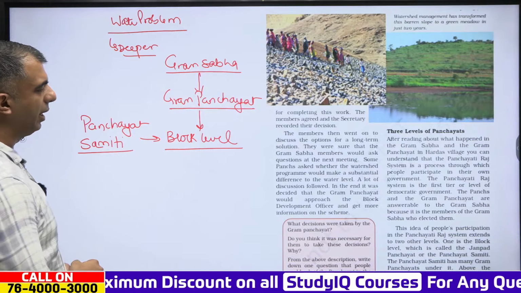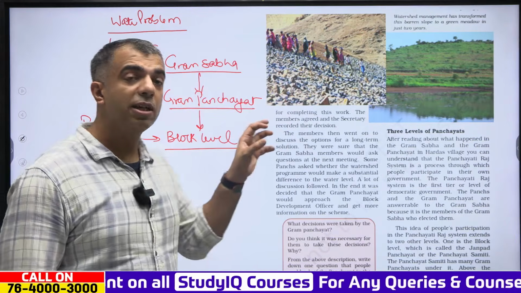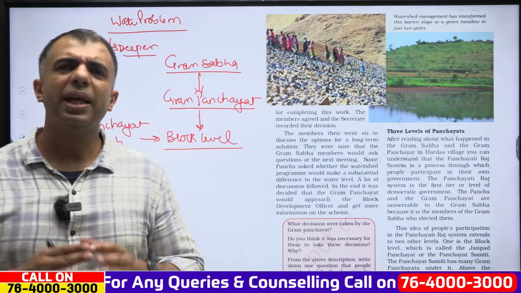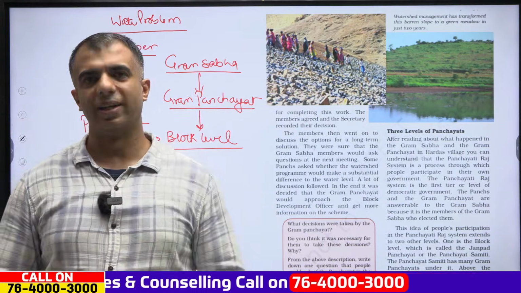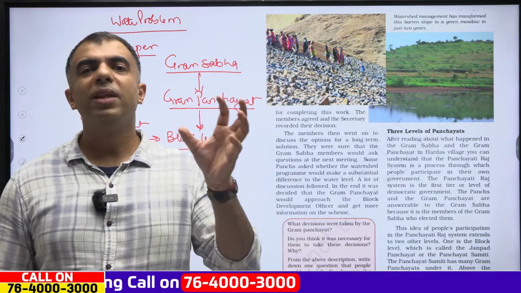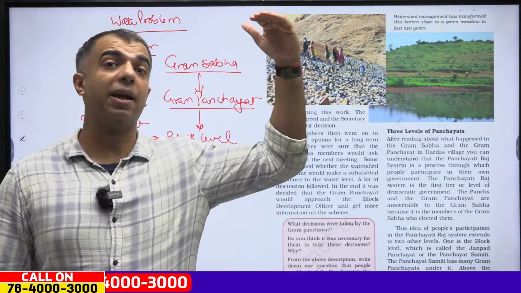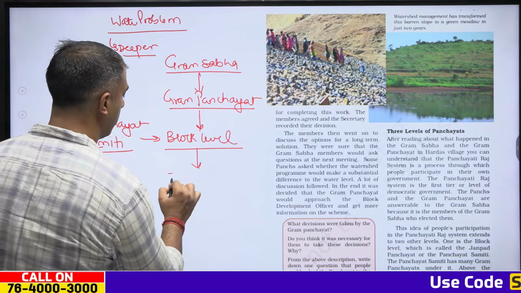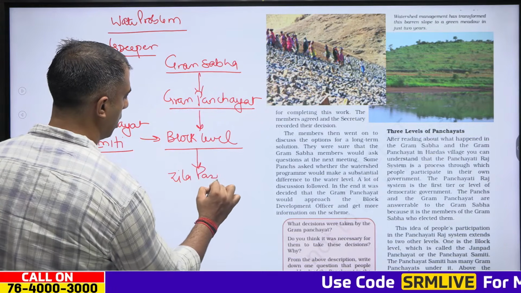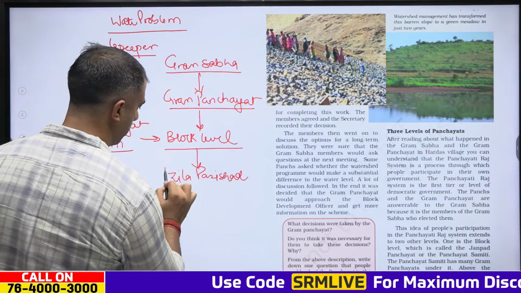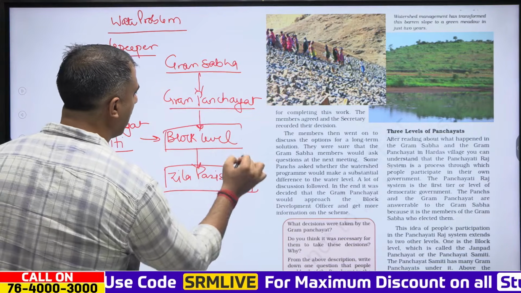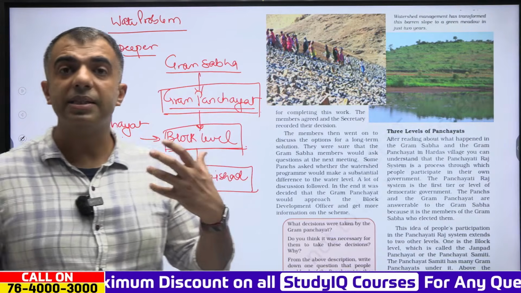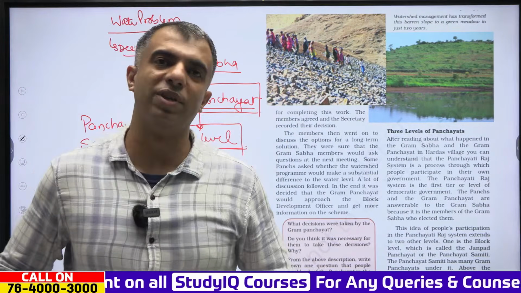The Panchayat Samiti is also called the Janpad Panchayat. Panchayat Samiti has many Gram Panchayats under it. Clear? Moreover, above the Panchayat Samiti is the district level, the district Panchayat that we call the Zila Parishad. Clear? So these are the three levels of representatives, and Gram Sabha is the level that is setting the accountability of the people. Clear?